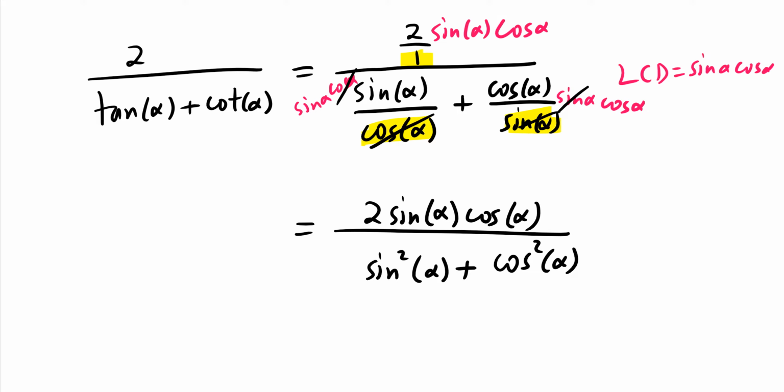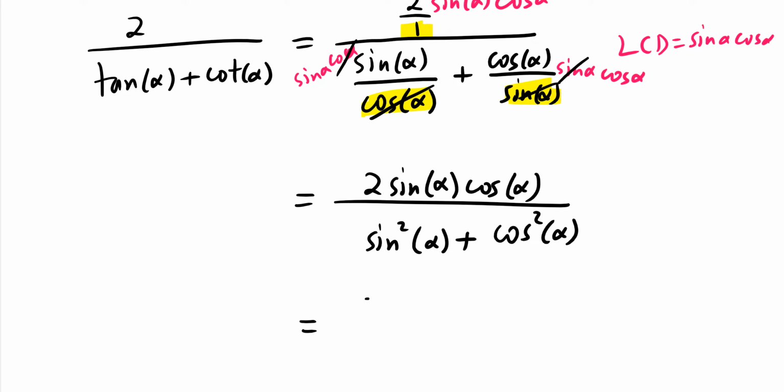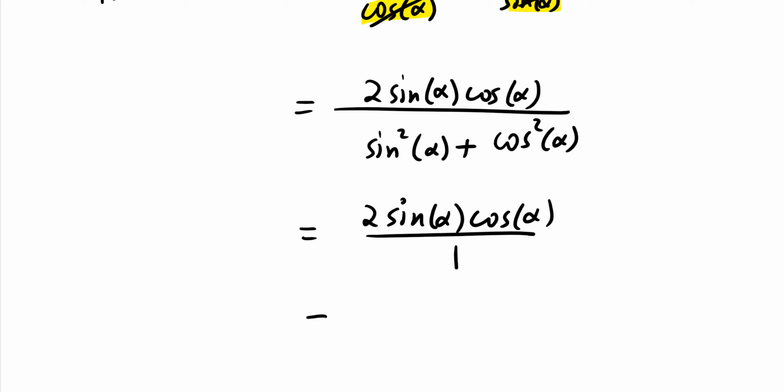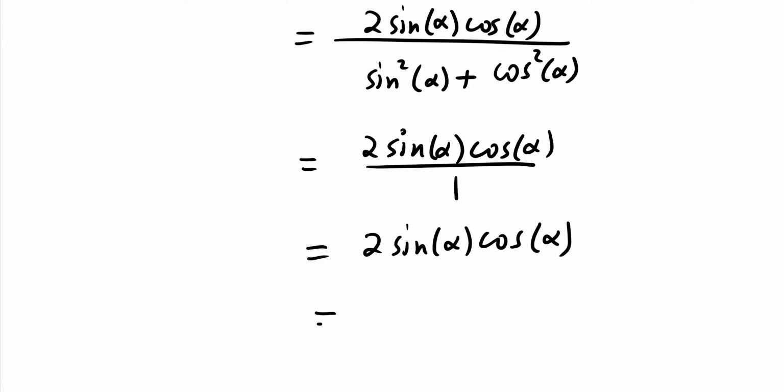Wait, what's sine squared plus cosine squared? Remember, that's one of the most important identities in trig. That's 1. Anything over 1 is the thing itself. What is 2 sine alpha cosine alpha? Well, that's sine 2 alpha. And that's what we were looking for. That proves this identity.